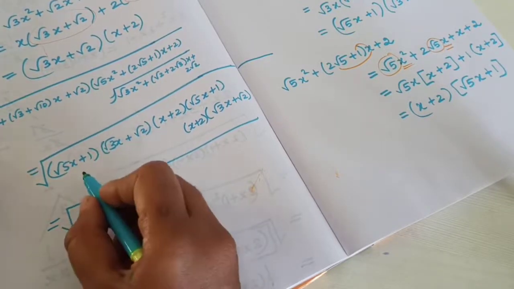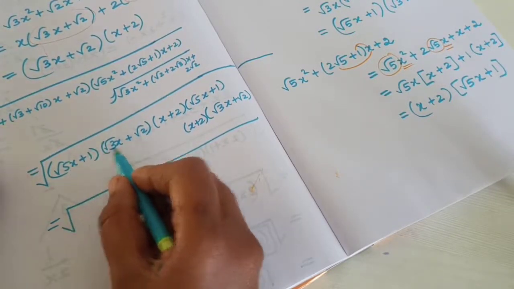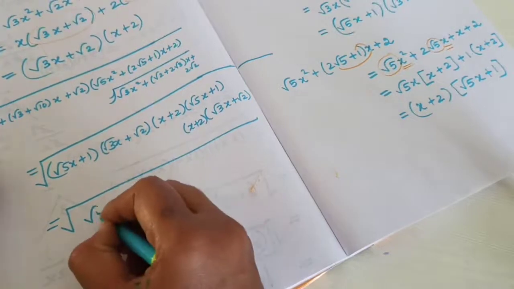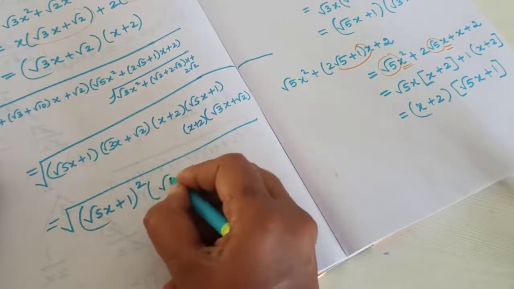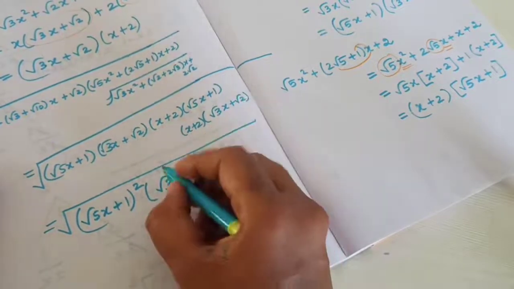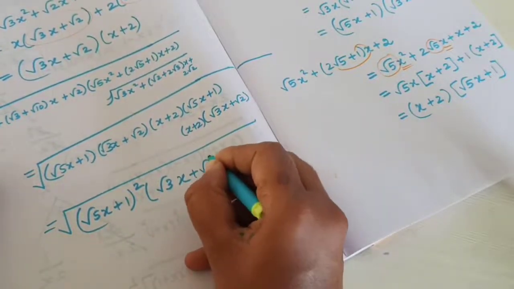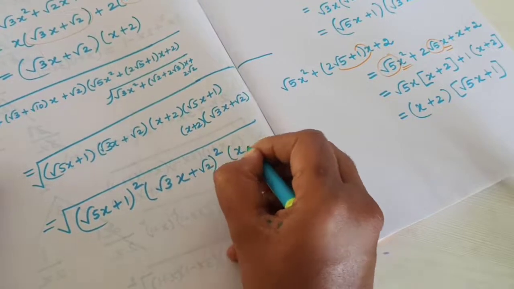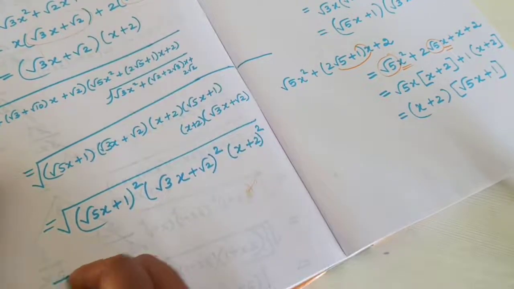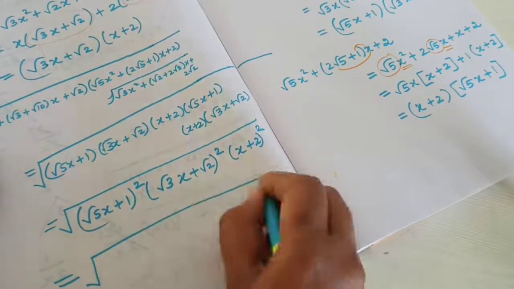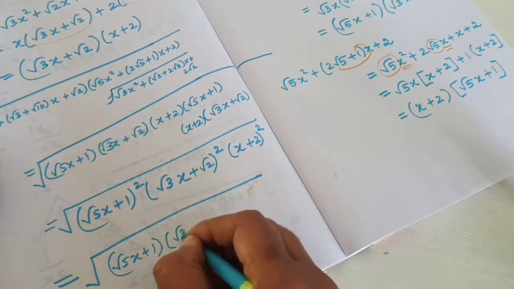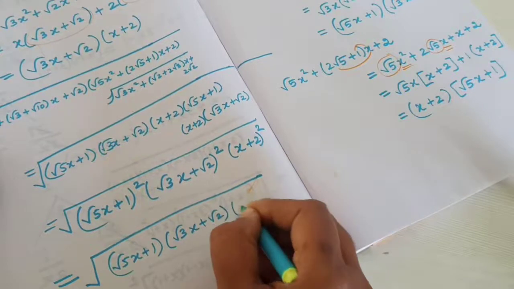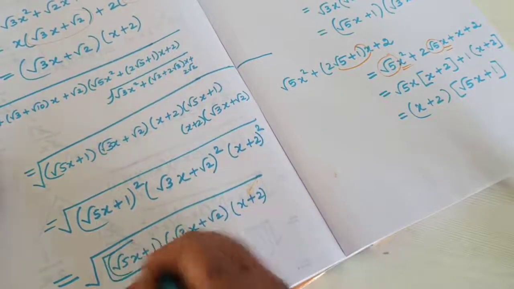That means double terms. Root 5x plus 1, here also root 5x plus 1 the whole square. Then root 3x plus root 2, here also, no? So root 3x plus root 2 the whole square. Then x plus 2 the whole square, which is equal to root 5x plus 1 into root 3x plus root 2 into x plus 2 the whole square.